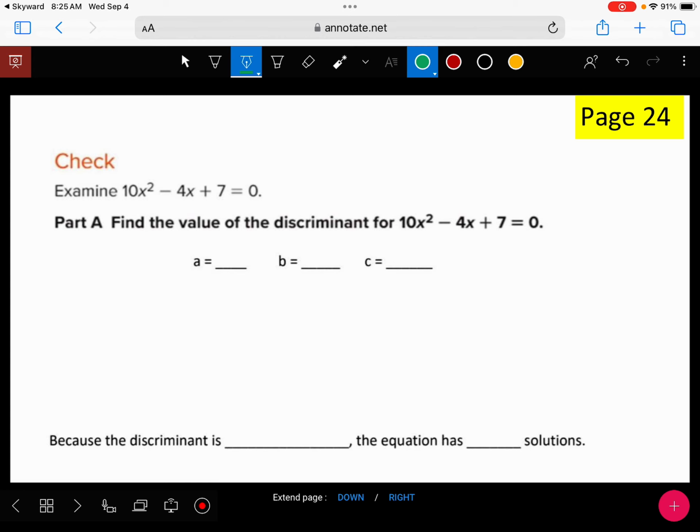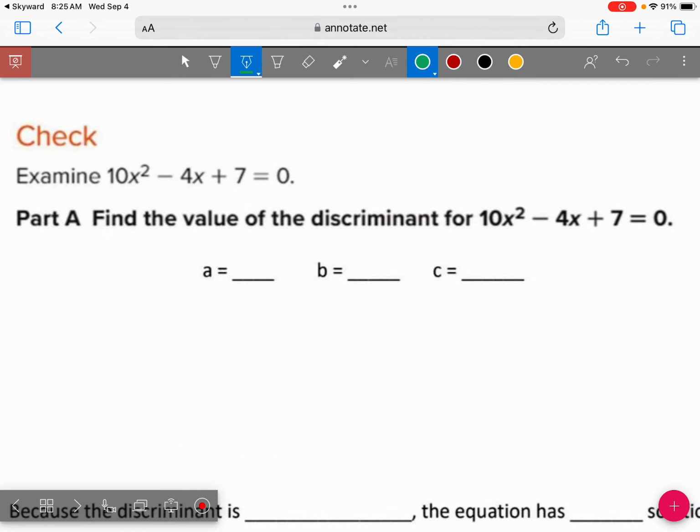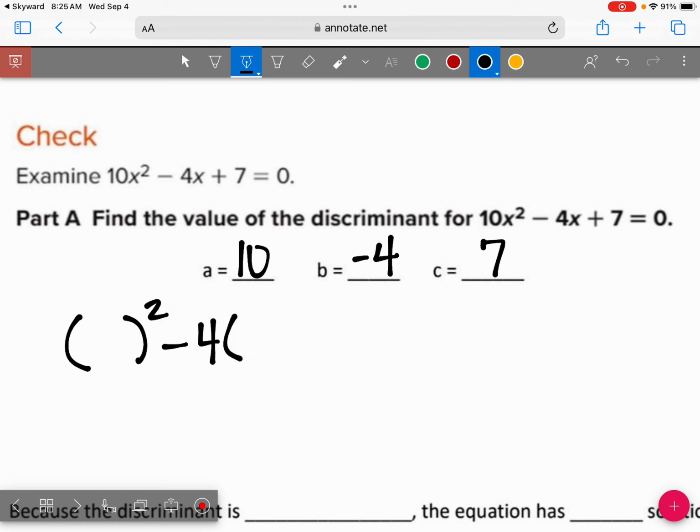This one is already set equal to 0. So A is what? What's A? 10. What's B? Negative 4. What's C? 7. All right, so b squared minus 4ac. B goes in the first one, A, and then C.